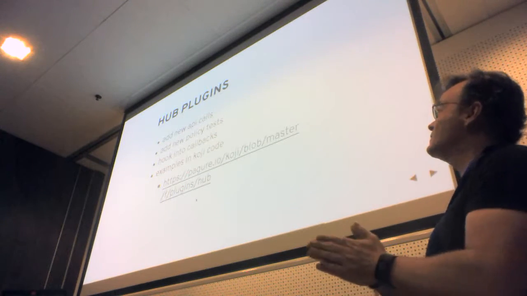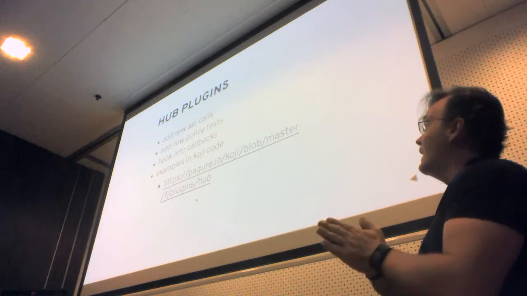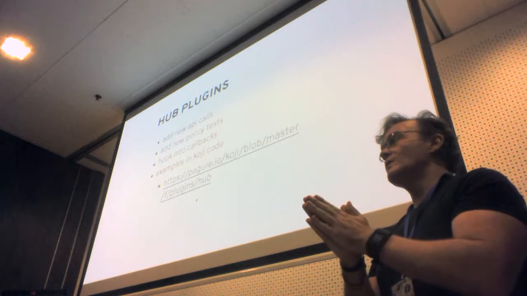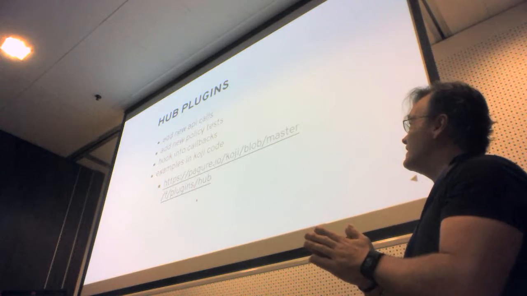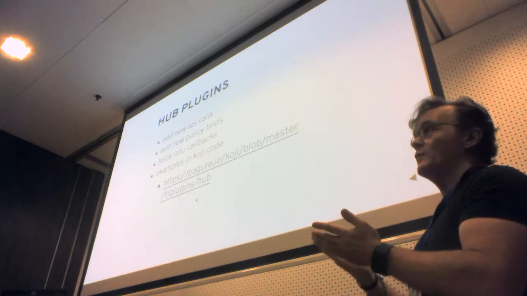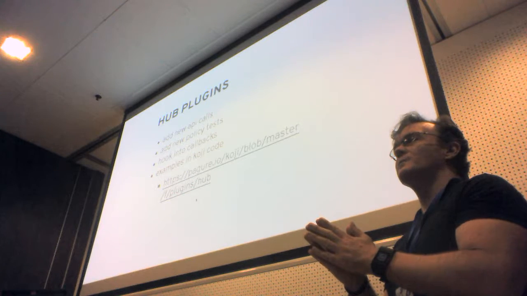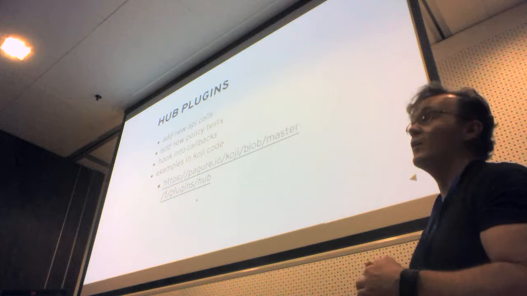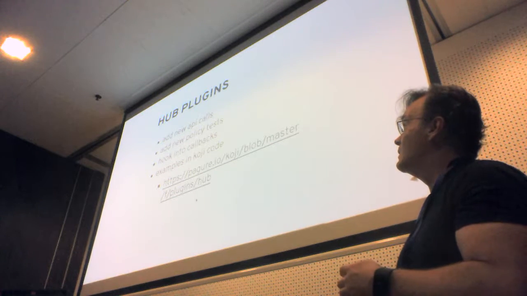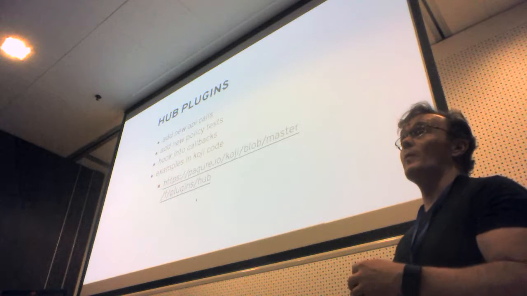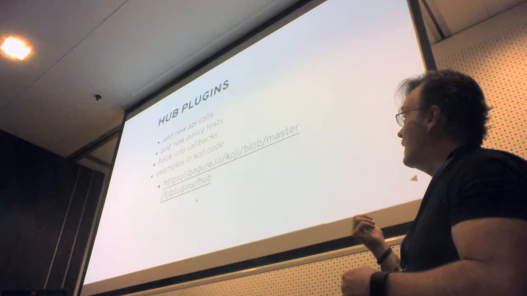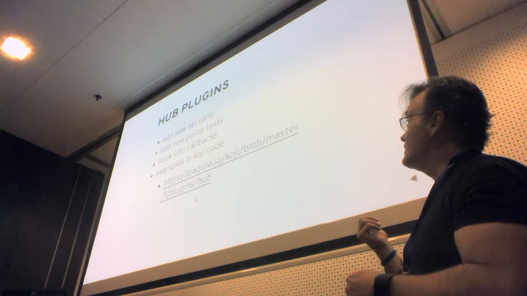On to hub plugins, since I mentioned them in the last slide. The hub accepts plugins. The easiest things to do with hub plugins, or at least the things that we have really put hooks into the code for you to do, are to add new API calls, or add new policy tests, or hook into the callback system in Koji. And there are a number of examples of hub plugins in the Koji code.